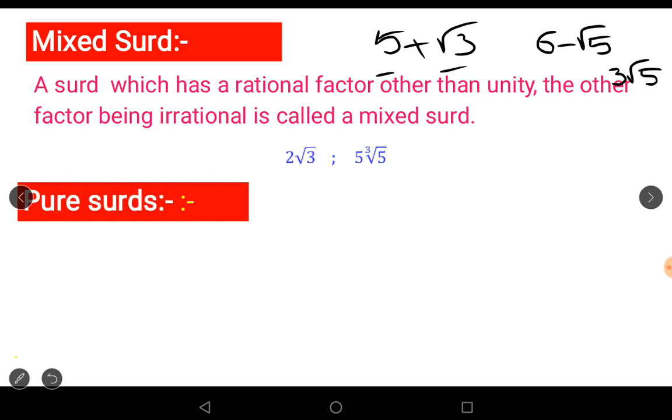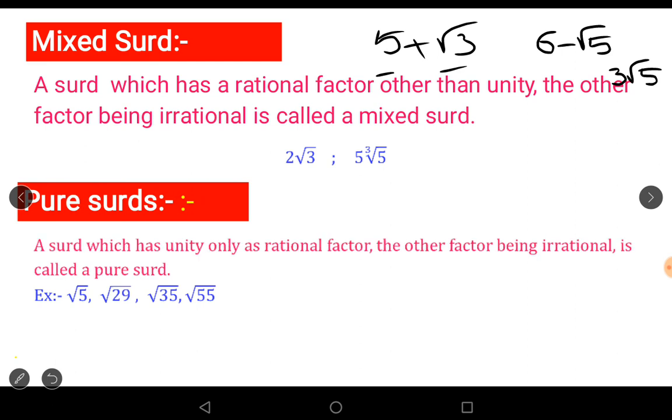Next one, pure surds. Pure surd means the rational factor is only 1. A surd which has only unity as its rational factor, the other factor being irrational, is called a pure surd. Here observe 2 into root 3: 2 is called the rational factor, root 3 is called the irrational factor. In algebra we learn 3x: 3 is the numerical coefficient, x is the algebraic coefficient.